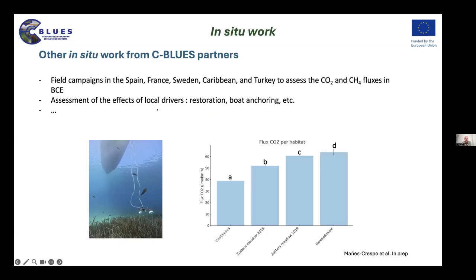And then we have also worked on assessing the effect of local drivers. For example, restoration. What is the effect of restoration of seagrass on CO2 and methane emissions? Here you have an example of work done by our Spanish colleagues, where they look at the CO2 flux in meadows that were restored at different time points compared to a meadow that was originally non-disturbed. We have also done some work on boat anchoring, to see how much the anchoring of boats and the destruction of meadows will affect the capacity of a meadow to store carbon.